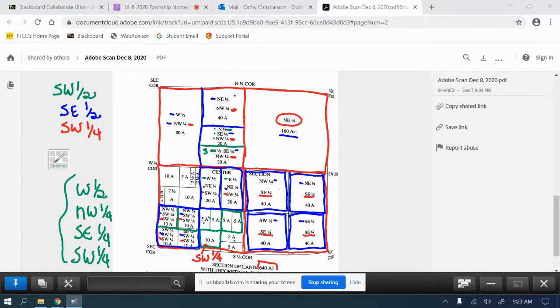They got a mistake here. And that's supposed to be the northeast 1/4 of the southwest 1/4 of the southwest 1/4. Second one would be southeast, third one southwest, and fourth one northwest. All right, so that's a typical section and how it's set out.